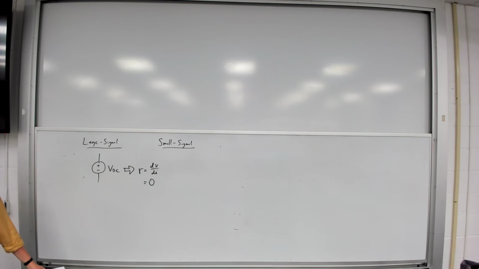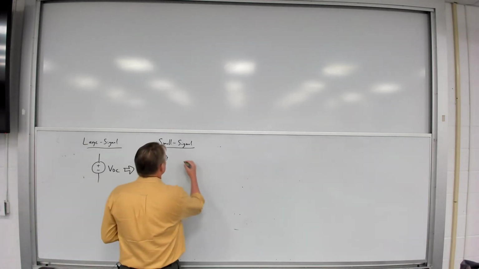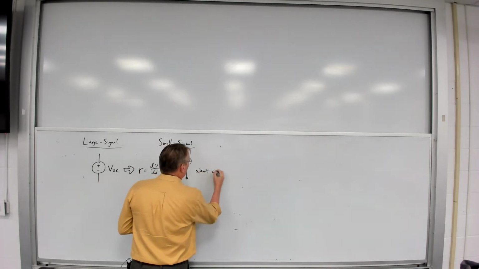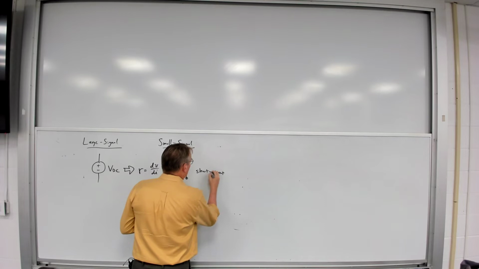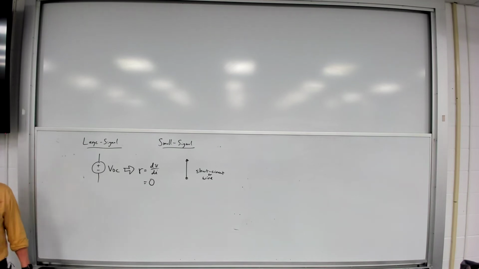So dV/dI is just equal to 0. And therefore, in the small signal domain, a DC source just becomes a wire or a short circuit. And this should look familiar to you from circuits 1. You saw this kind of thing before, right?